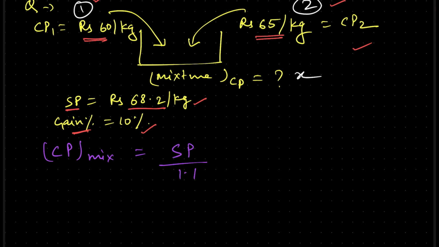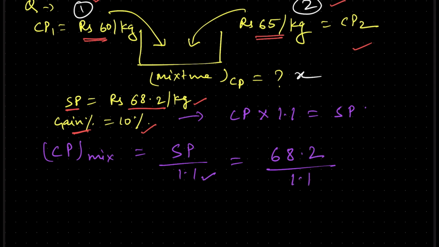Why are we dividing by 1.1? Because the gain is 10%. So when CP is multiplied by 1.1, you will get the SP. So here you can write SP as 68.2 rupees per kg divided by 1.1. So when you divide it, you will get 62 rupees per kg.